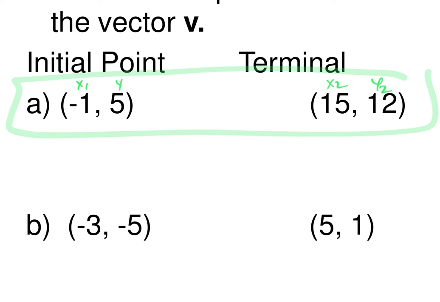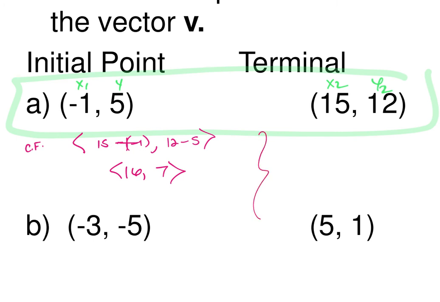So for my component form, I'm going to do x2, which is 15, minus x1, which is negative 1, and then 12 minus 5. x2 minus x1, y2 minus y1. And then I'm going to add these, and I'd get 16, 7. So that's the component form of this vector, which they didn't give me a name, so I can keep it just like that.